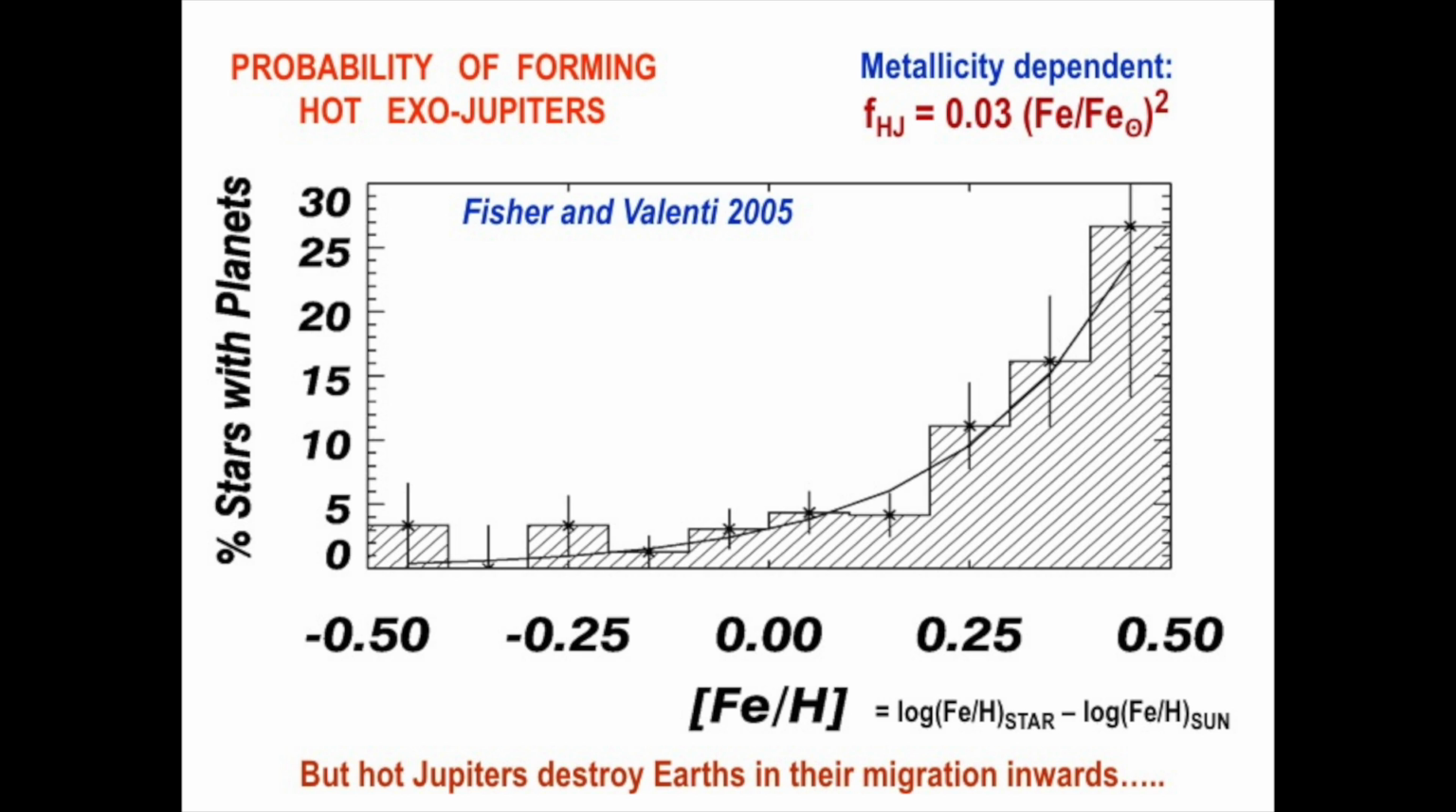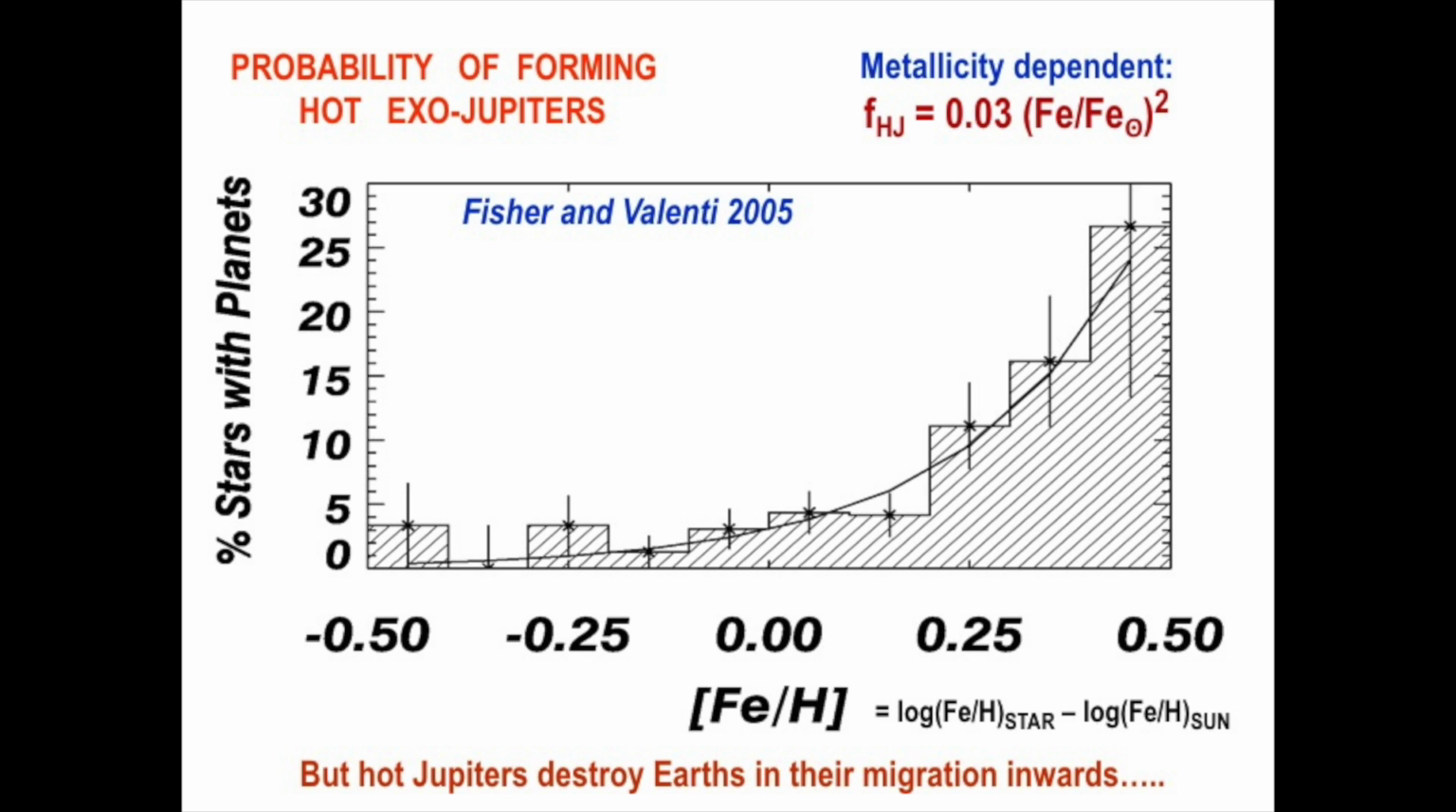There are some other techniques now, but this is how it happened in the beginning. And when we did that, we realized that the fraction of stars that had Jupiters around depended on the metallicity. This is the metallicity, the amount of iron, for instance, of a star, on a logarithmic scale, divided by the corresponding solar metallicity.